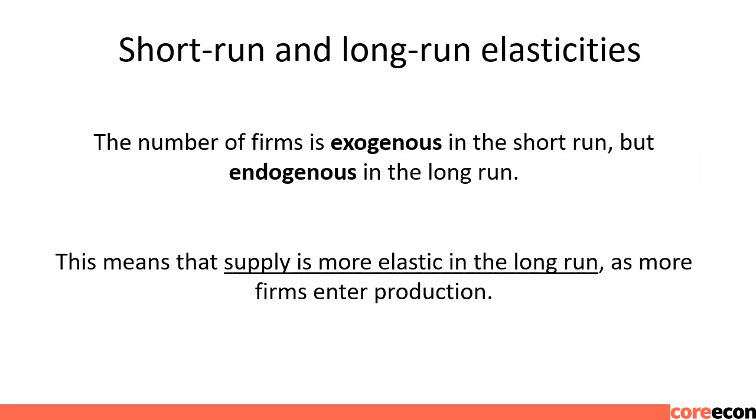Short-run and long-run elasticities. The number of firms is exogenous in the short run, taken as given, but endogenous in the long run because over time new firms can enter or leave an industry by setting up new factories or selling their plant and equipment. This means that supply is more elastic, responsive to a change in price in the long run as more firms enter production. Similarly, demand is more elastic in the long run than the short run since it takes time for people to change their habits or find alternatives when the price of a good changes.